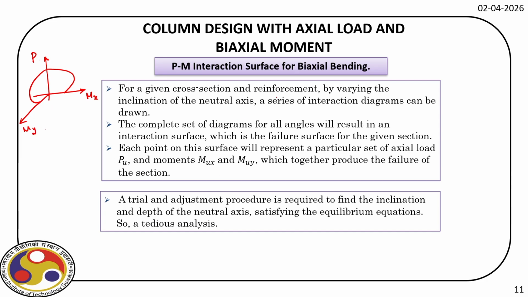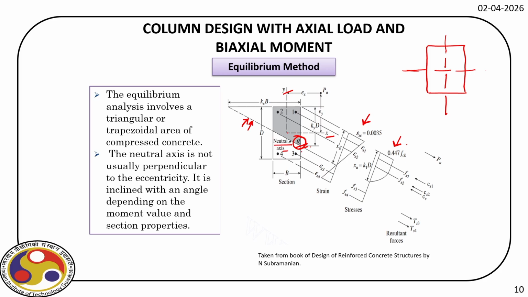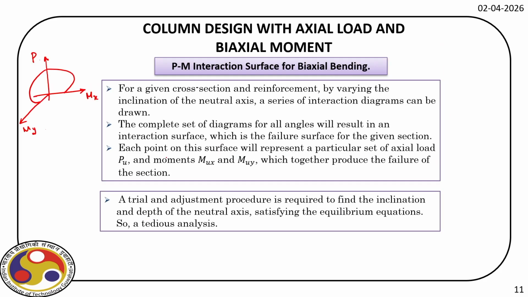Now, for a given cross section and reinforcement, by varying the inclination of the neutral axis, a series of interaction diagrams can be drawn, right? So, here is the theta. For every theta, we can find out these interaction curves, and the expressions we earlier discussed during our discussion on column design. Now, the complete set of diagrams for all angles will result in an interaction surface. It will look like this and it will form a surface.